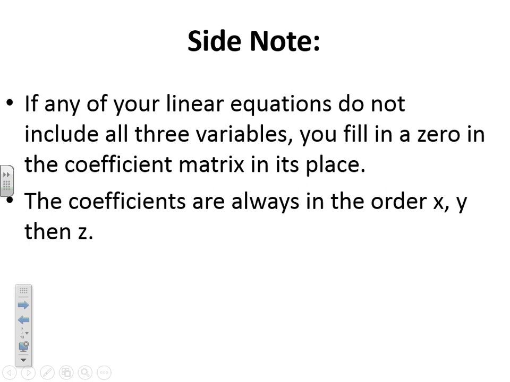Okay, and what this last thing is telling you here is that the coefficients are always in order of x, y, z. So we have an equation like 3x plus 2y minus 5z. We're always going to put them in order from left to right: the coefficient of x, the coefficient of y, and the coefficient of z, and so on. And we'll do that for all of our rows.